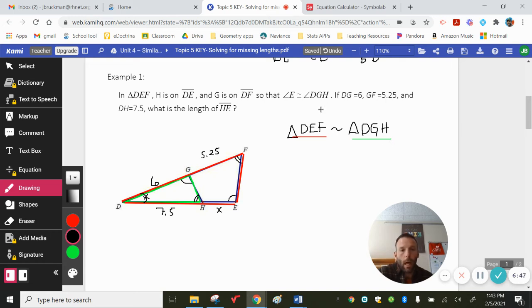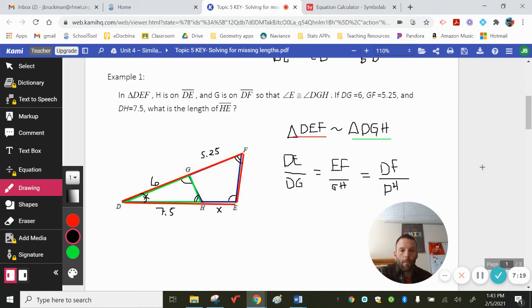And now I'm going to use my similarity statement, because I know these triangles are similar from the angles being congruent, to write the corresponding sides in a proportion. So the side DE is in a ratio with the side DG. And that ratio is the same as the ratio of EF to GH. And then the last one I have is the side DF with DH.